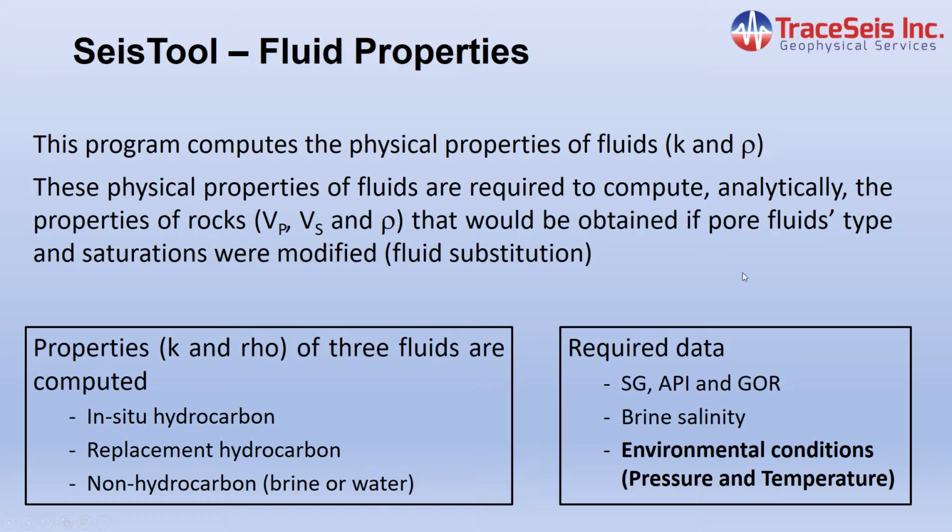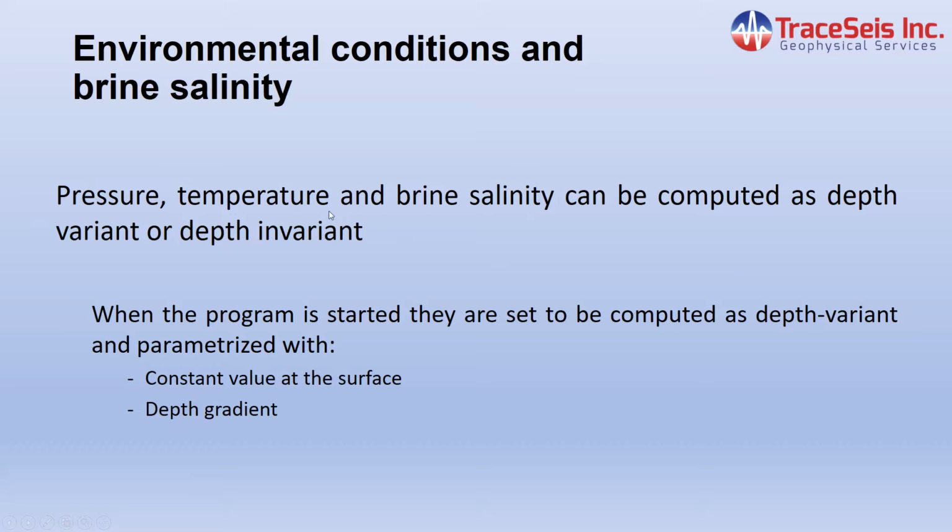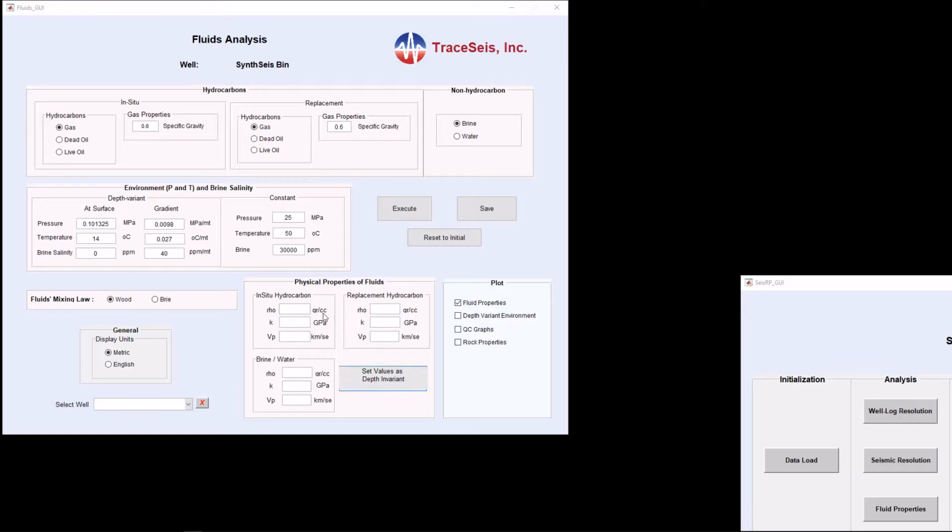Let's now talk about the pressure and temperature. Pressure, temperature, and brine salinity can be computed as depth variant or depth invariant. When the program is started, they are set to be computed as depth variant properties and parameterized with a constant value at the surface and a depth gradient.